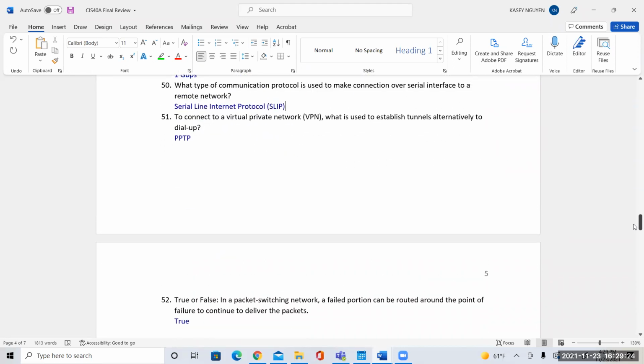52, true or false? In a packet switching network, a failed portion can be routed around the point of failure to continue to deliver the packets. True. Depending on the protocols that you use, right? But the whole point in TCP/IP is that we want to make sure that when there's error or failure, it notifies and also it attempts all alternative options to get the packets to the destination. Because if we don't do that, imagine how your internet would be, right? A bunch of errors.